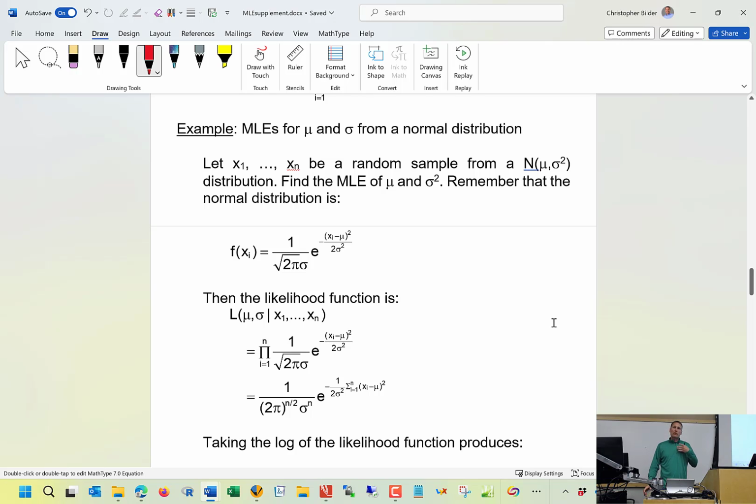If by chance you were interested in seeing a little bit of a more complicated example to find a maximum likelihood estimate, working with derivatives and such, here's how you can do it with a normal distribution where you're trying to find the estimates for mu, the mean, and sigma, the standard deviation.